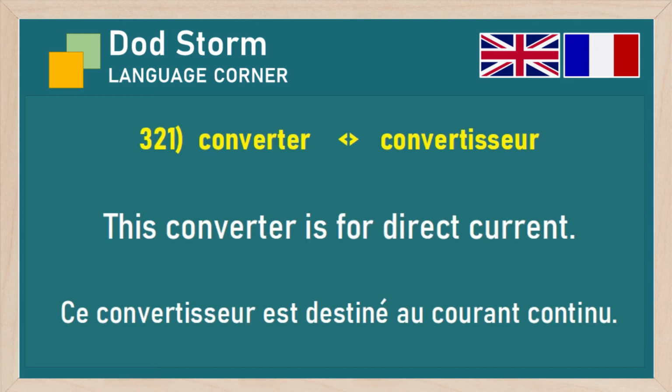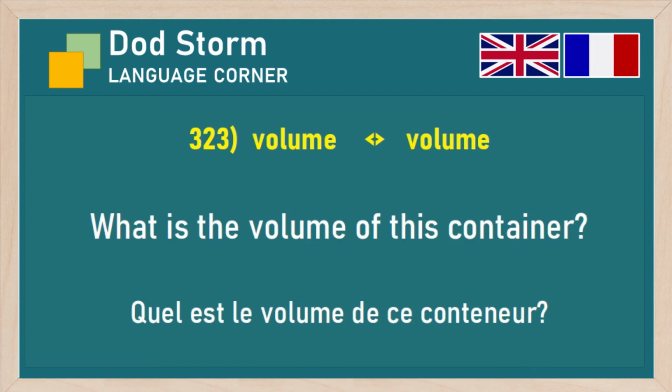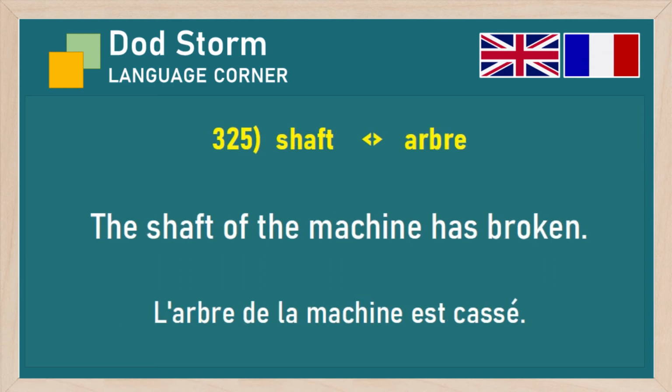This converter is for direct current. The carburetor of the internal combustion engine. What is the volume of this container? The connection is 200 watts. The shaft of the machine has broken.